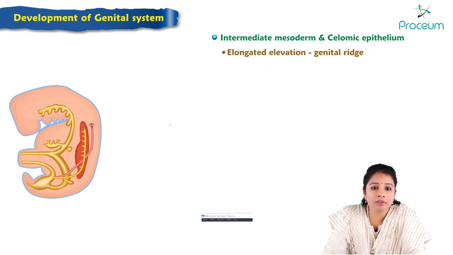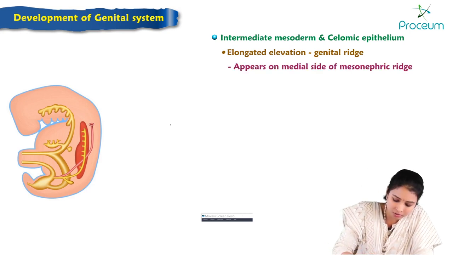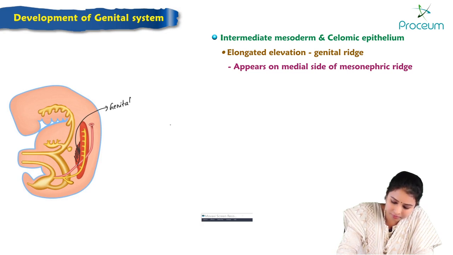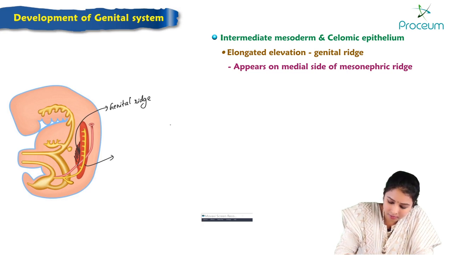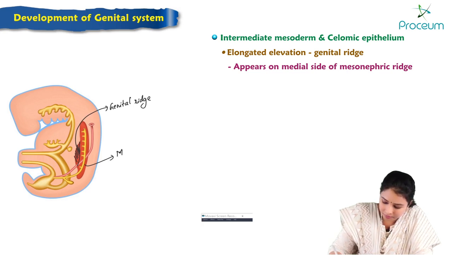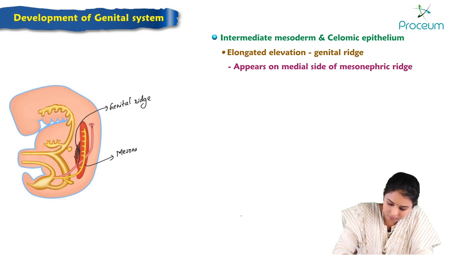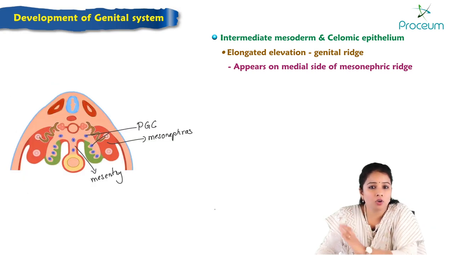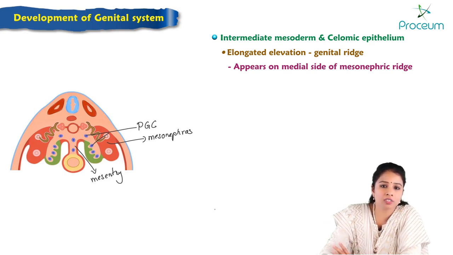An elongated elevation called the genital ridge appears on the medial side of the mesonephric ridge. So here is the medial side of the mesonephric ridge. We see the genital ridge. And here the red color is the mesonephric ridge. So that was in the longitudinal section where we saw the genital ridge.